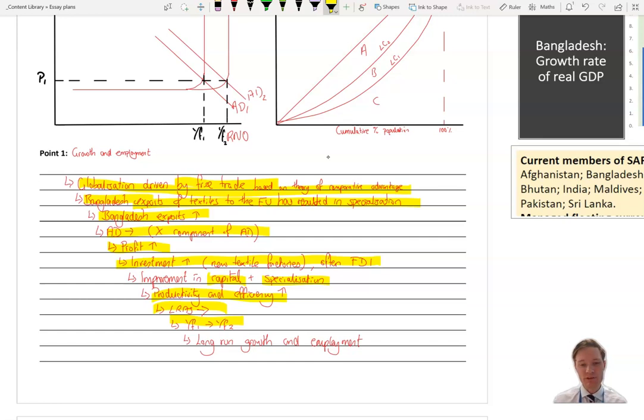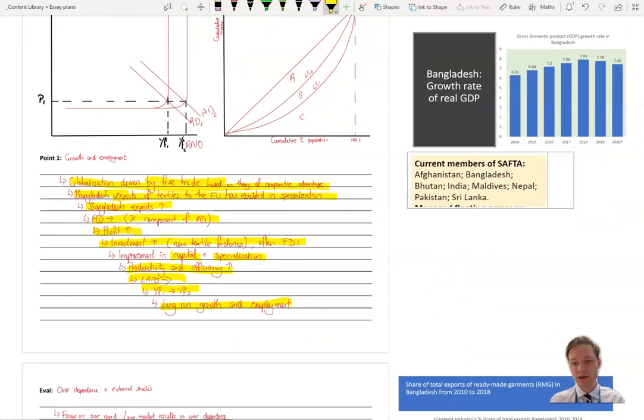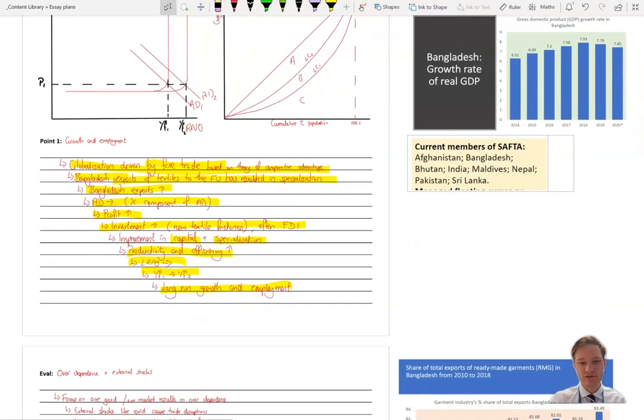And with that, I'm going to say that that creates a derived demand for labour as well, a long-run growth, and lots of employment going on in the Bangladesh textile industry. So we've got an awful lot there, a really, really developed logical chain of reasoning to get us to that point where we've got 7% growth rates going on and significant employment in the textile industry.